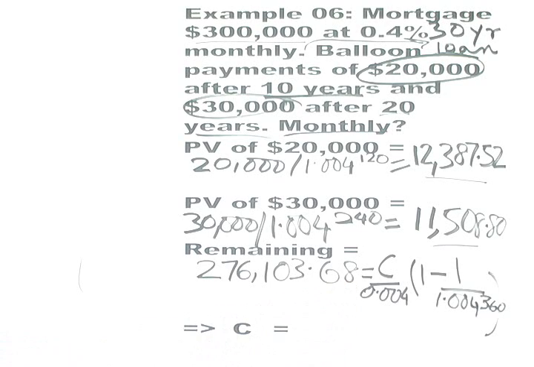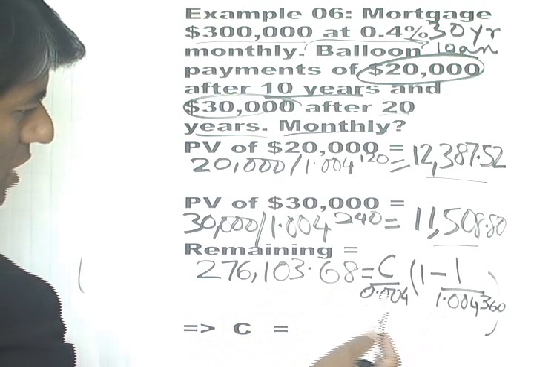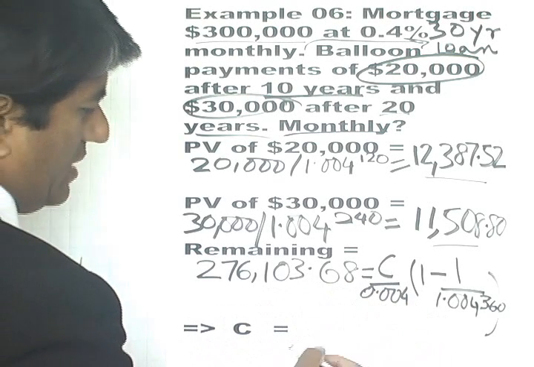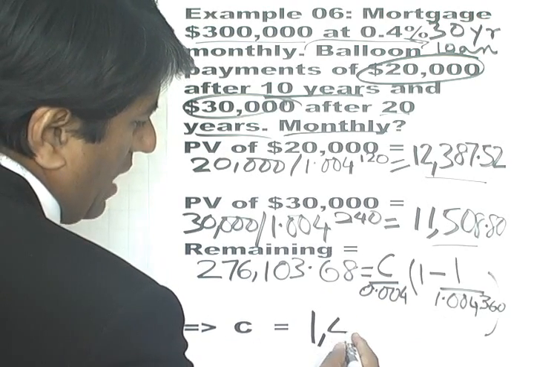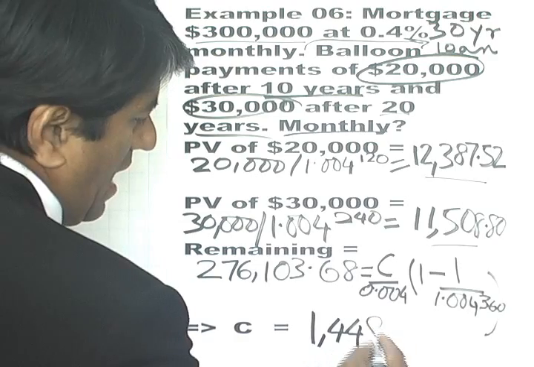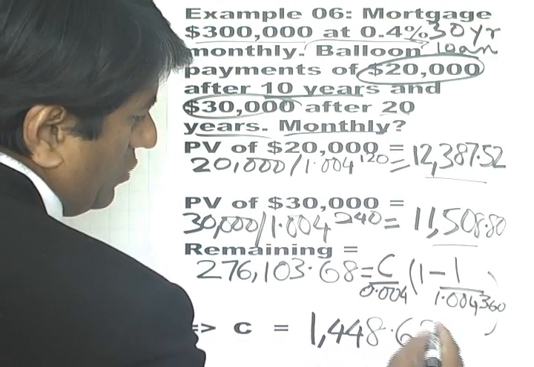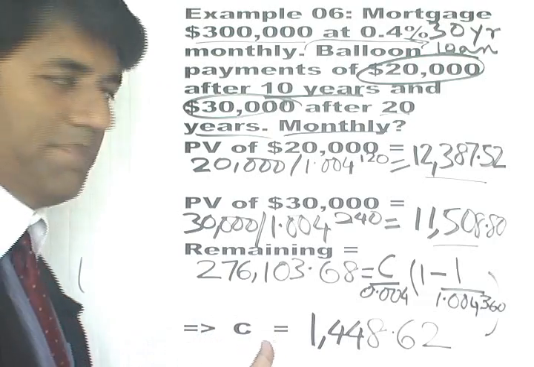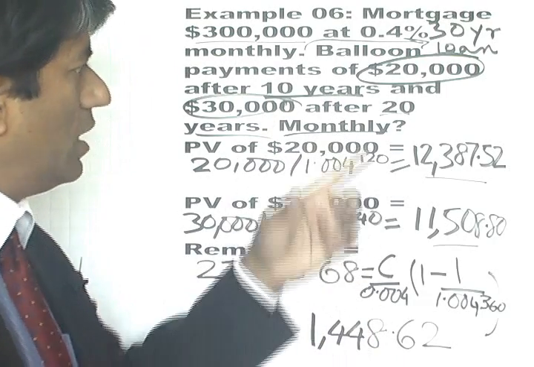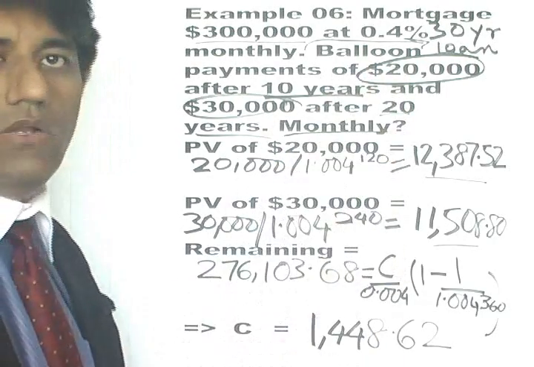And you solve this, you have all the numbers, and the only thing you don't know is C, and it'll give you C equals $1,448.62. So that will be the monthly payment which will pay off this loan in addition to the 2 balloon payments.